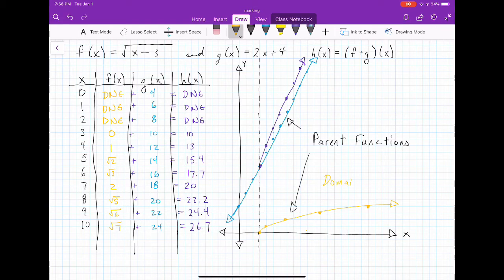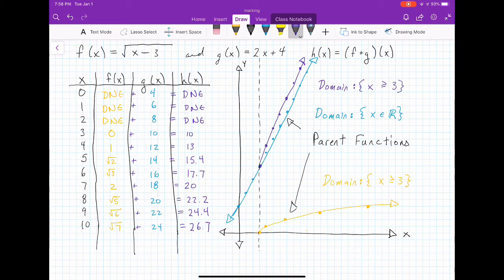So the domain of f of x is x greater than or equal to 3, since it starts at 3 and goes to the right forever. The domain for g of x is all real numbers, because it keeps going to the right and keeps going to the left forever. And the domain for h of x is x greater than or equal to 3, just like f of x.